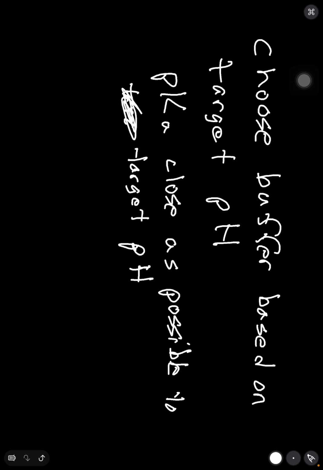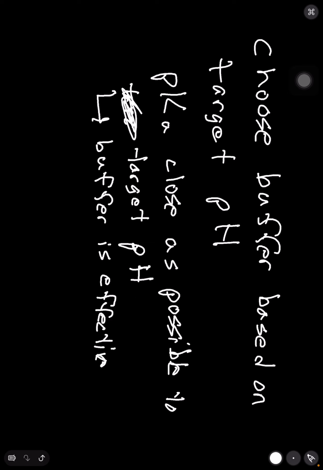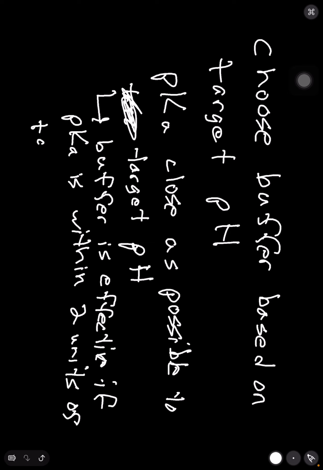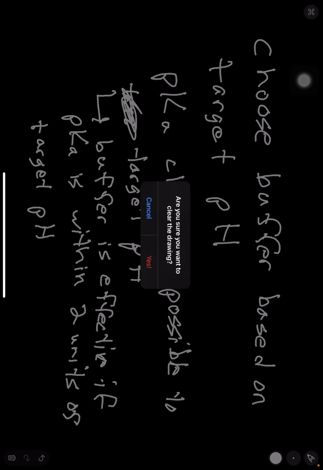Okay? There's a rule of thumb here as well. Generally speaking, the buffer is effective if the pKa of that buffer system is within 2 pH units of the target pH. The closer, the better. Okay? So, for example, let's say our target pH was 7, right? We wanted a buffer for a system with a target pH of 7.